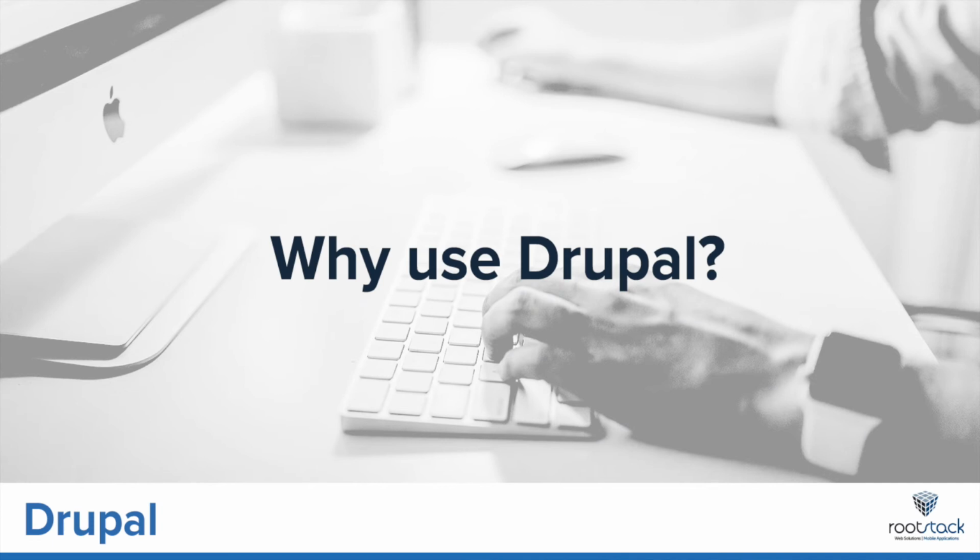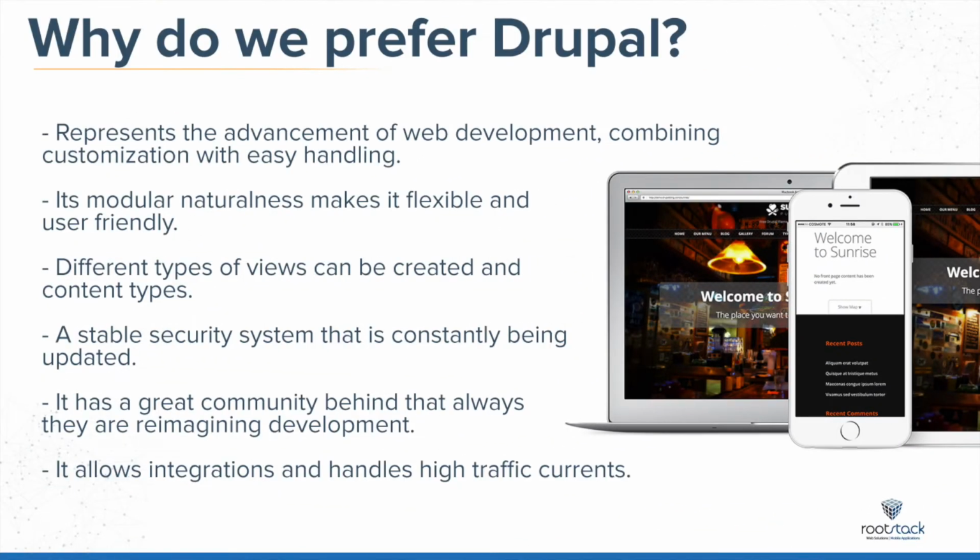So why do we as a company prefer Drupal? As a content management system, Drupal represents the advancement of web development, being a system that combines personalization with easy content management. It has always been preferred by developers because while it seems like a complicated solution, it is easy to achieve a custom website in just weeks. It's also a modular style system, which makes it flexible. Each Drupal function can be easily activated or deactivated. Content managers can manage these functions after they have been installed.